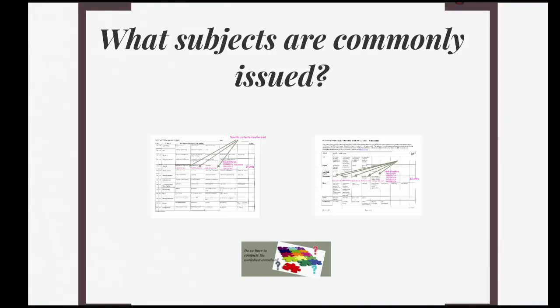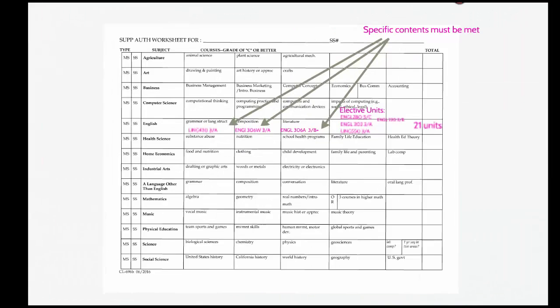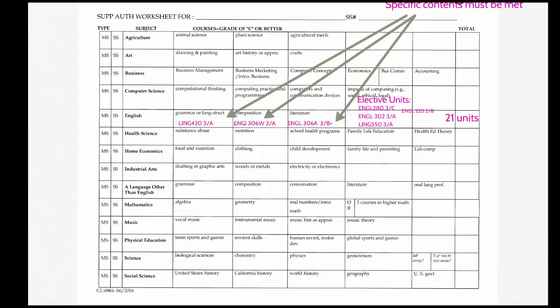What subjects are commonly issued? You can qualify for a supplementary authorization if you have at least 20 semester units in the specific subject and have taken courses in each specific content area. Let's look at an example to earn the English supplementary or middle school authorization. As you can see in the example worksheet, this educator has completed at least one course in each of the specific content areas, which are grammar or language structure, composition, and literature. The additional units can be English electives as long as they total 20 or more.